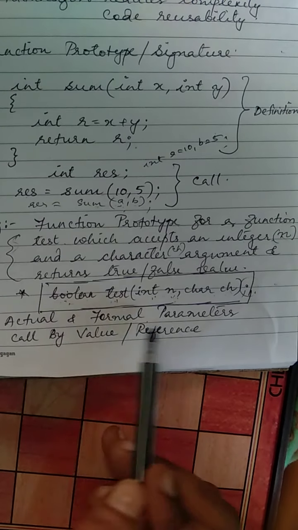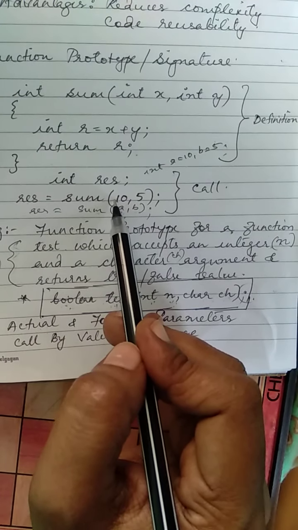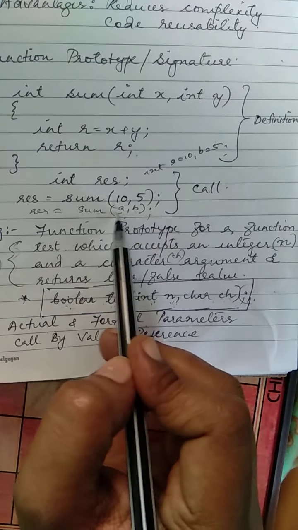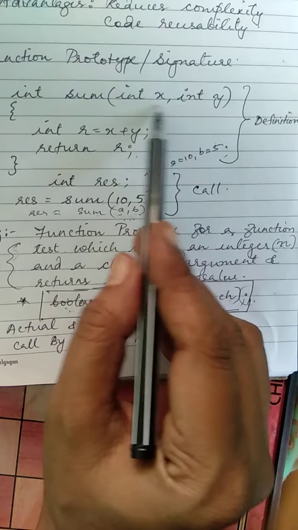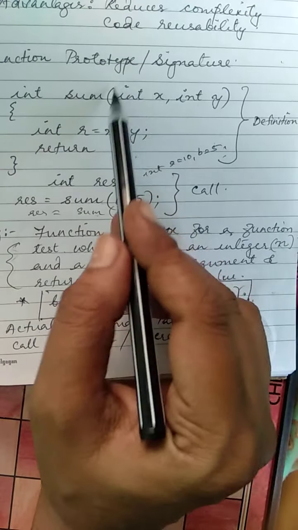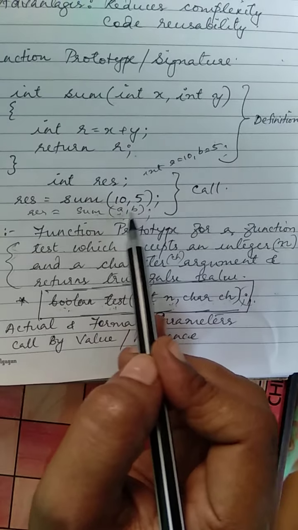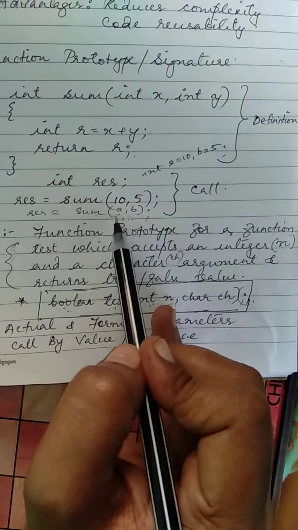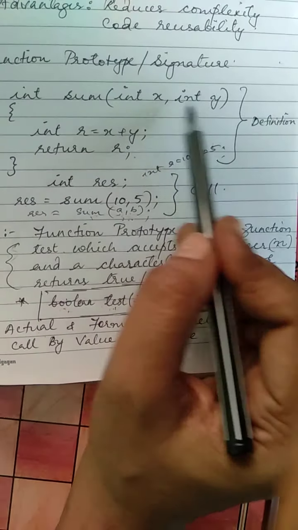What are the differences between actual and formal parameters? Actual parameters are the parameters which are written in the function call statement. In the function call statement, whatever parameters you write are called actual parameters, and the parameters used in the function definition statement are known as formal parameters. Parameters or arguments written in the function definition statement are called formal parameters, and the parameters used in the function call statement are called actual parameters. In this example, A and B are actual parameters because they are used with the function call statement, and X and Y are formal parameters.